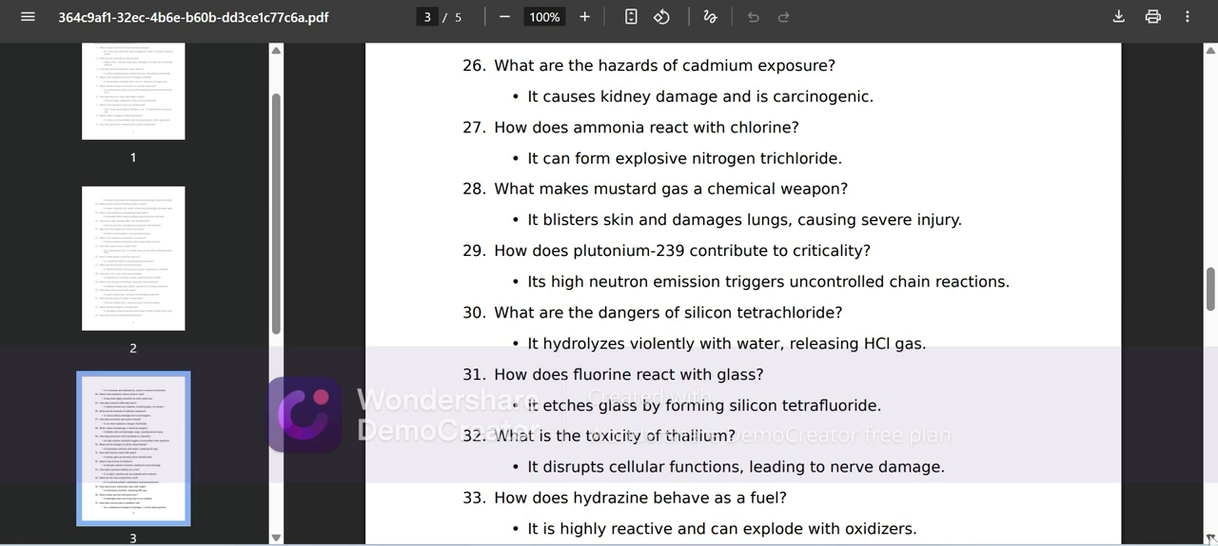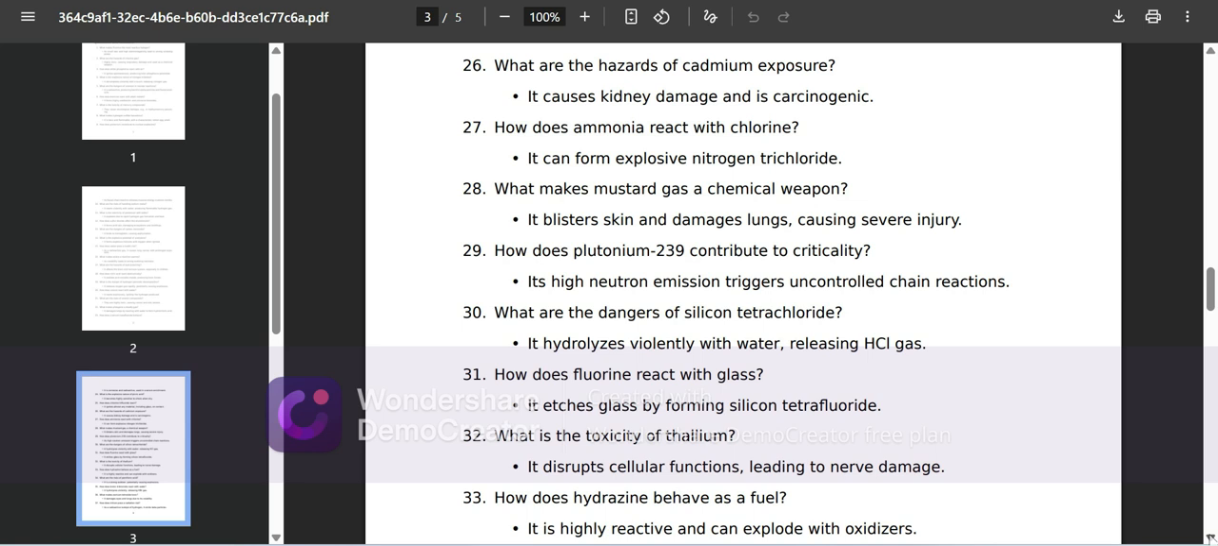What makes mustard gas a chemical weapon? It blisters skin and damages lungs, causing severe injury. How does plutonium-239 contribute to criticality? Its high neutron emission triggers uncontrolled chain reactions.